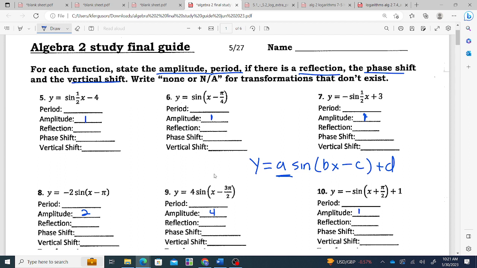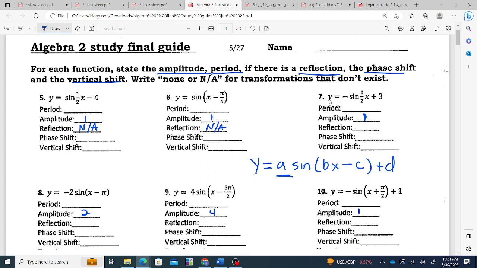Now let's talk about the negative. The negative tells you if you have a reflection or not. You don't care about the amplitude. The negative just tells you if you have a reflection or not. So if there's no negative, there's no reflection. This is no or NA. So there's no negative for the first two, so NA or none.